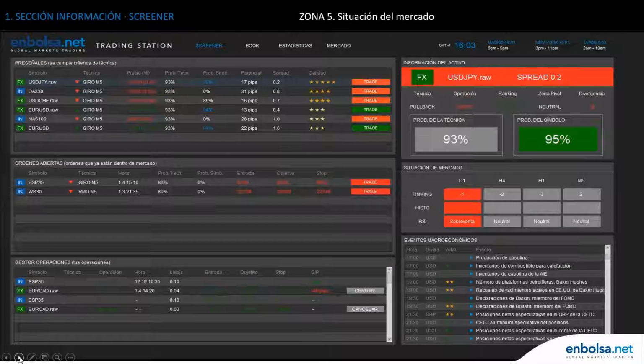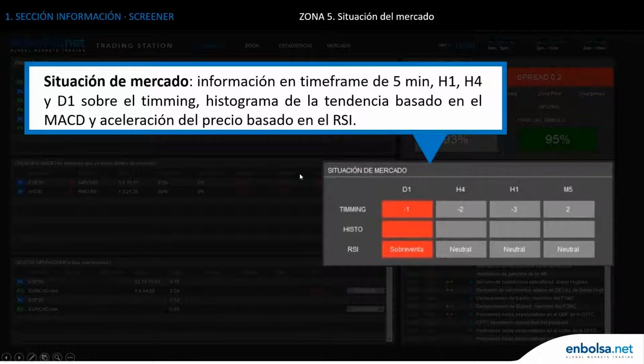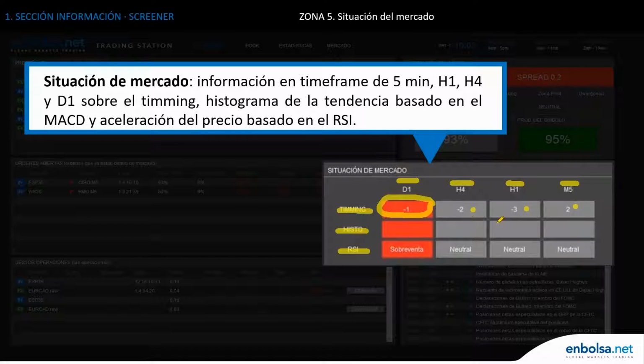Once we have seen the instrument information, we will go on to see the market situation. The market situation is divided in 3 zones: the trend zone or timing, the zone of histogram or slope, and the RSI or momentum area. These data appear in 4 time frames: 5 minutes, 1 hour, 4 hours, and 1 day. This way, if the 5-minute time frame is gray, it means that the trend is neutral. When it is red, it means it is bearish, and green when it is bullish.